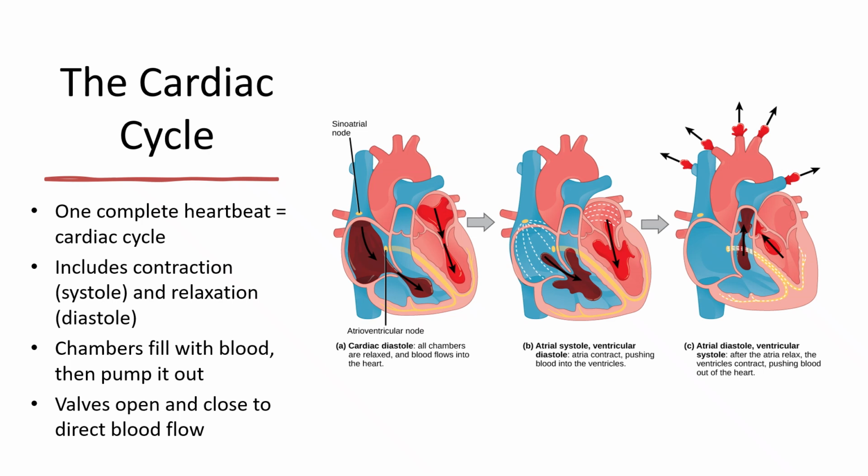One heartbeat is a cardiac cycle. Blood fills the heart's chambers during diastole and is pumped out during systole. Valves open and close to keep blood moving in the right direction.